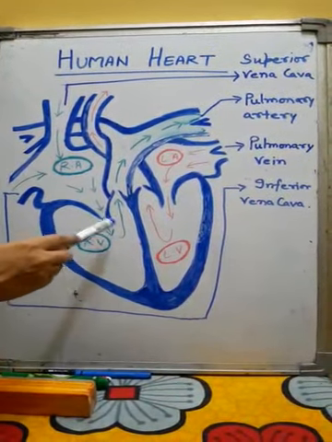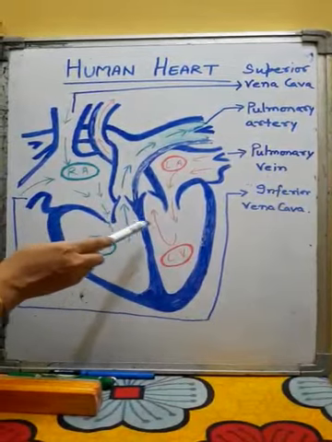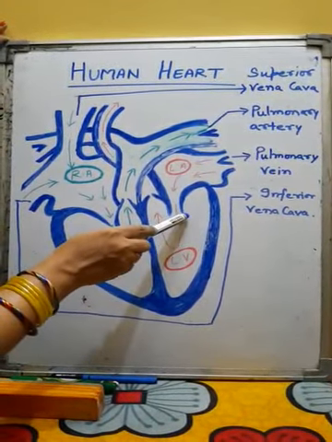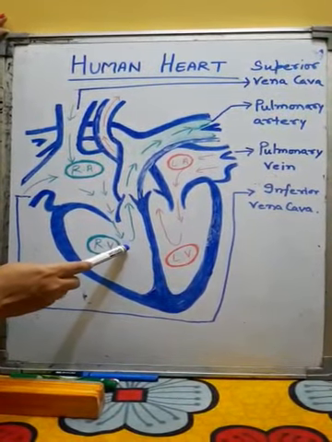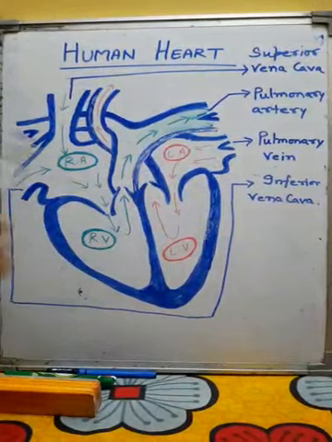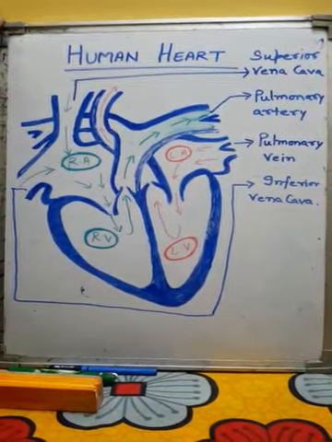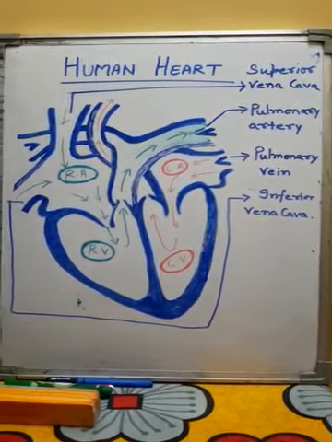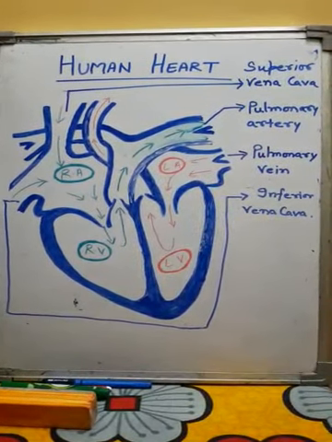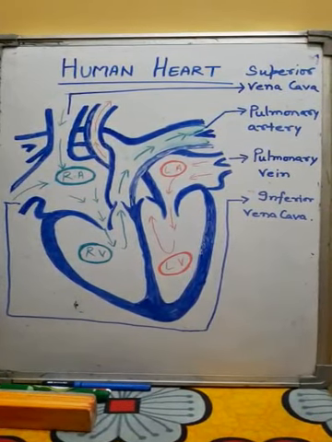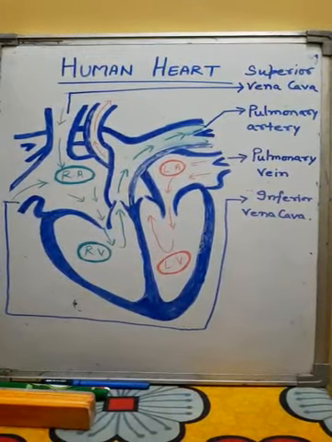Backflow of blood is prevented due to the presence of the tricuspid and bicuspid valves so that blood is not pushed back into the artery. In this way, the human heart works. Rhythmic expansion and contraction of the heart is called heartbeat. The expansion is called diastole while the contraction is known as systole.